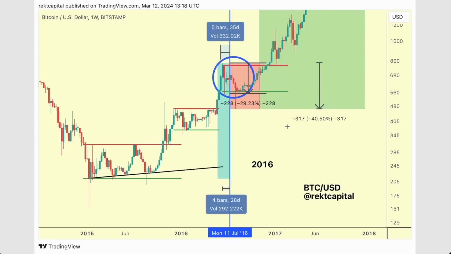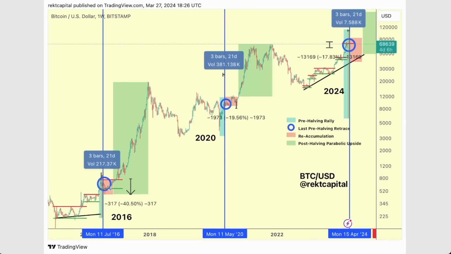Because if we look at each of these phases, the pre-halving retrace is actually noise in the longer term. Reaccumulation is also noise, but always sets up that parabolic price action to new all-time highs. You can see this in 2020. This is all just noise before we see parabolic price action to new all-time highs, and the same thing here as well. It's just noise before that parabolic price action to new all-time highs. So we're currently at this point in the cycle, when we're looking at 2016 and 2020. So really important to make the most of it, because it's all about preparing for that post-halving parabolic upside.